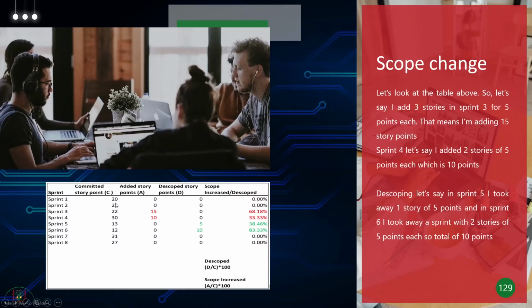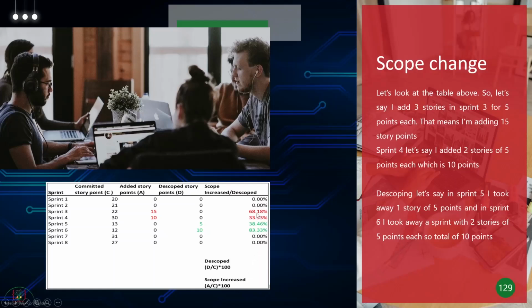And actually, the first column is the committed story. So initially, this is what you started with, right, during the sprint planning. So sprint 1 had 20, sprint 2 had 21, and then you added some stories during the sprint, or you took away some stories, and now you can calculate the increased or descoped percentage. The descoped is equal to the descoped stories divided by the committed story points into 100, and the added stories in the same way is the added stories divided by the committed stories into 100.